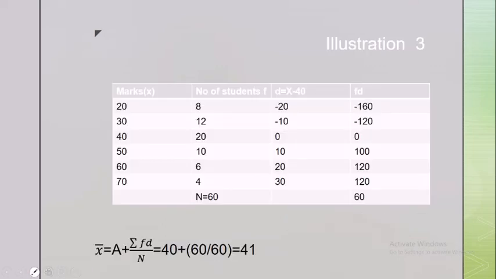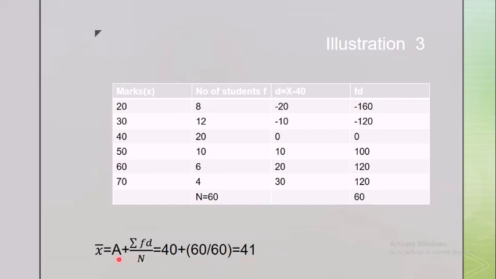Now let's have a look at the problem so it will be more clear. The problem I have taken here is the previous problem itself. I have taken the marks into consideration, the frequency, then I have assumed my mean as 40, that is, capital A is 40 over here, so x minus 40, I got some values over here. Now f, that is this second column, you multiply it with the third column, you get fd, and then you sum this whole thing up, you will get 60. Then you put this back into your formula and you get the answer as 41.